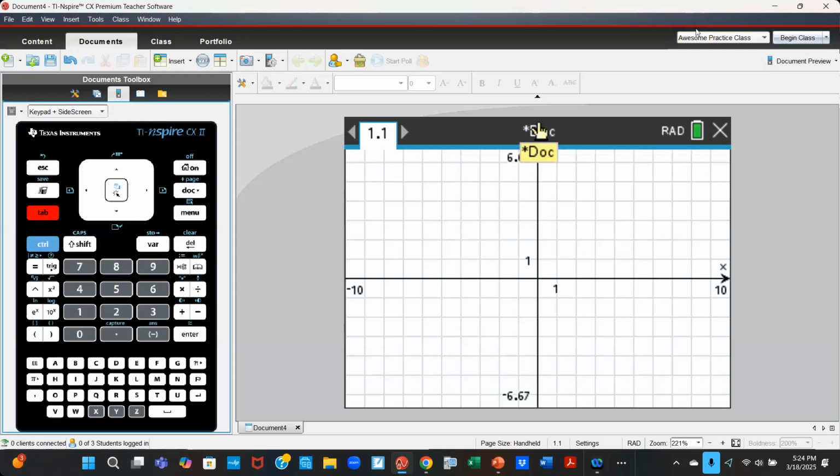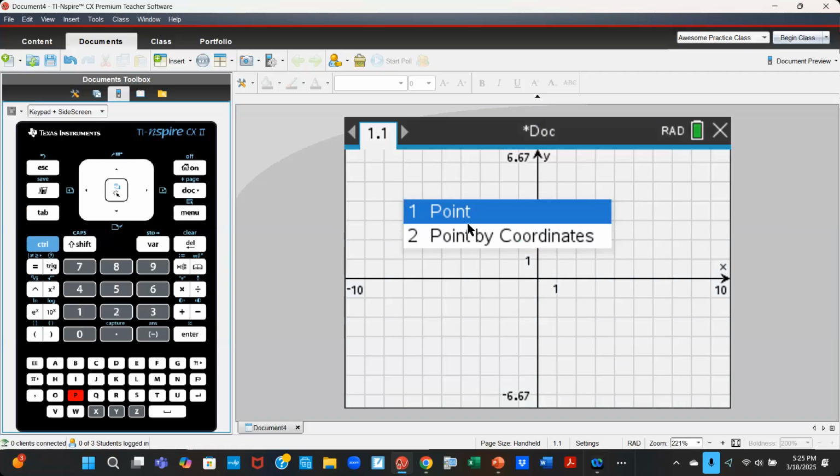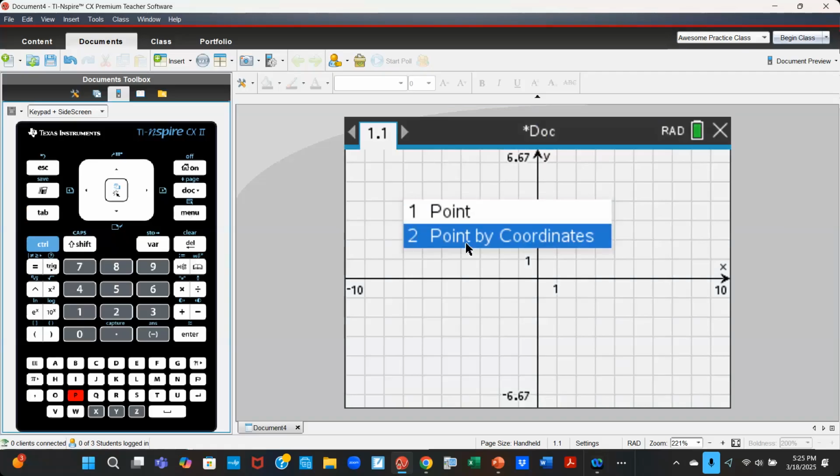And I don't know if you know this, but I can come in here and just insert a point by pressing P. P is for point. And I just want to point out this works for the TI-Nspire CX2. Correct. So this is a shortcut for the CX2.